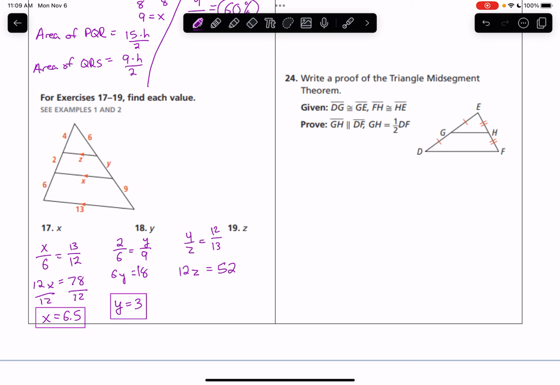Divide both sides by 12, and I get z equals 4.3 repeating.